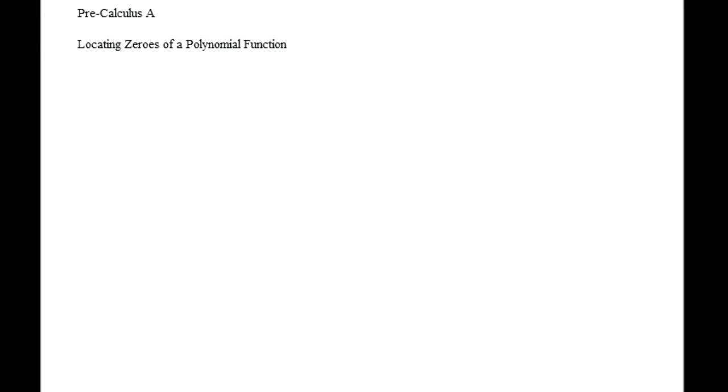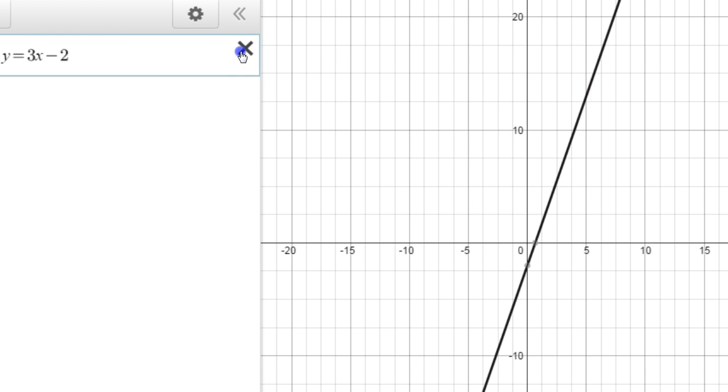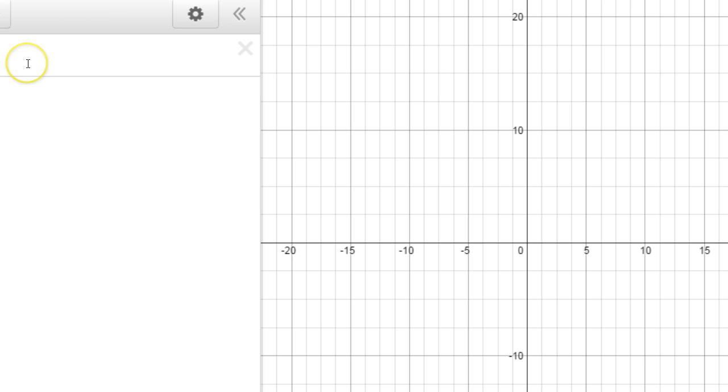Alright, welcome. Today we'll be talking about locating zeros of a polynomial function, basically any type of polynomial function.